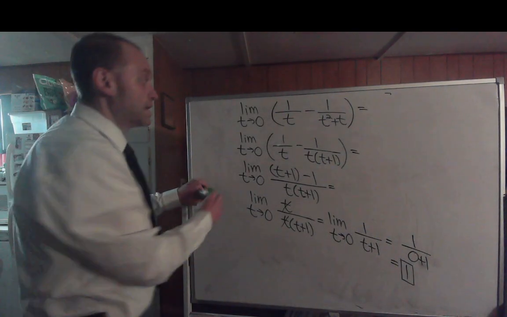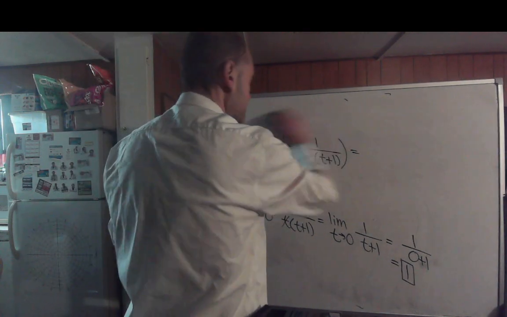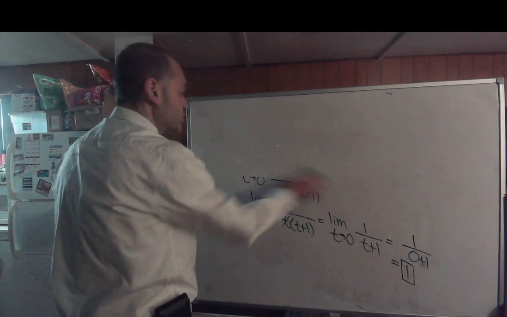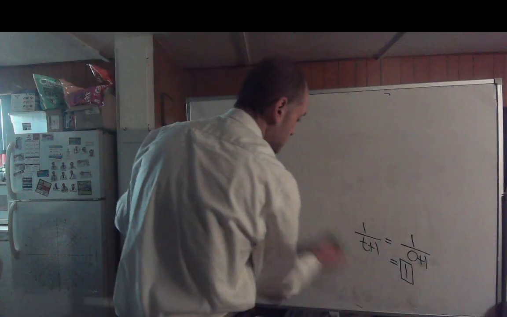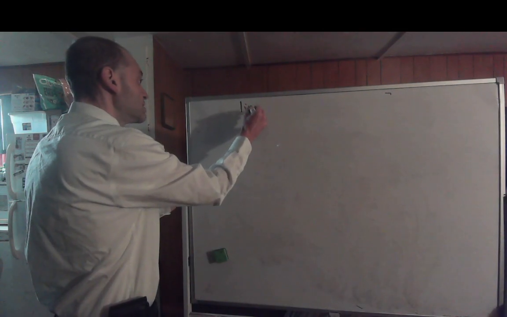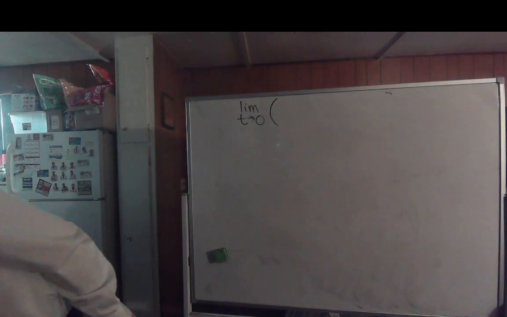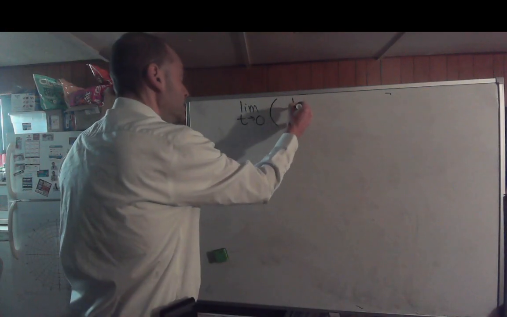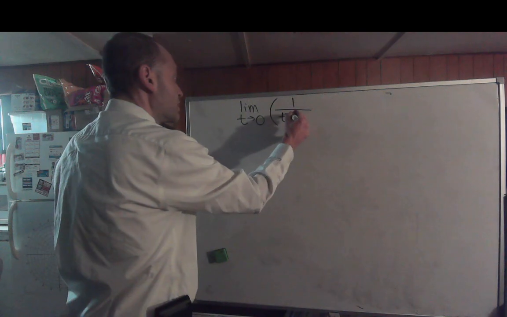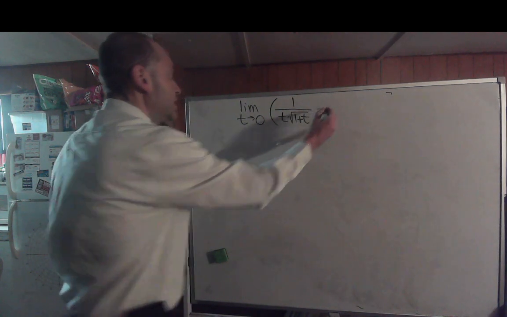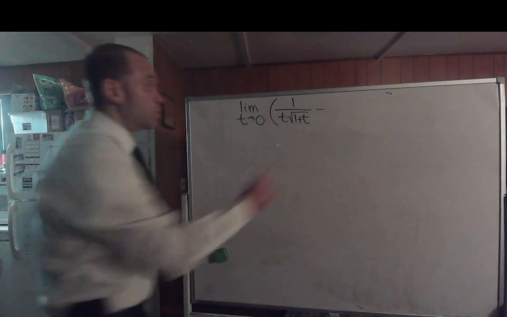Let's do one more, and this one's going to have a radical in it, and it's going to be two different terms with fractions. So let's see here. Let's say I pick the limit as t approaches 0 of 1 all over t times the square root of 1 plus t minus 1 all over t.